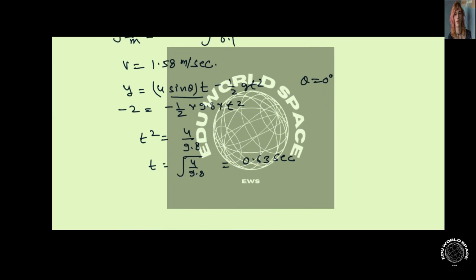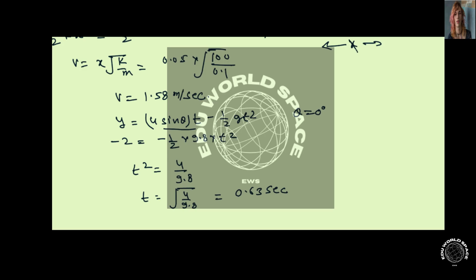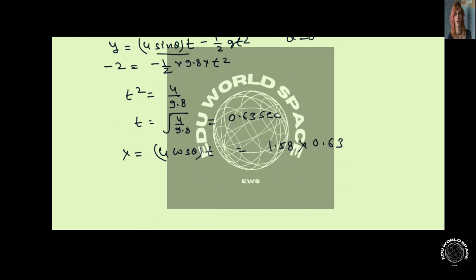And how much distance does this cover? Let's suppose it is capital X. It will be u cos theta multiplied by t. We have found the velocity. Theta is 0, and the velocity we have found is 1.58 meter per second, so it will be 1.58 multiplied by cos 0, that is 1, and t, that is 0.63. So the distance traveled is 1.58 multiplied by 0.63, that is approximately 1 meter. So it will be the final answer of this question.